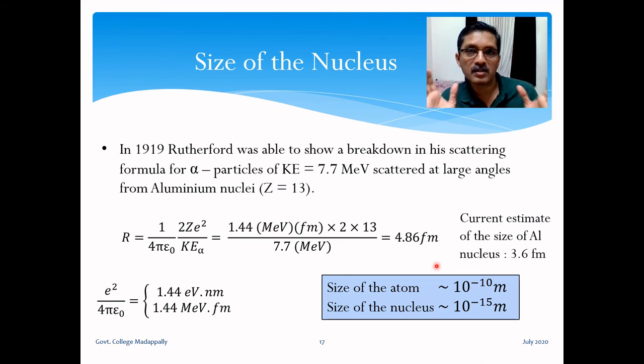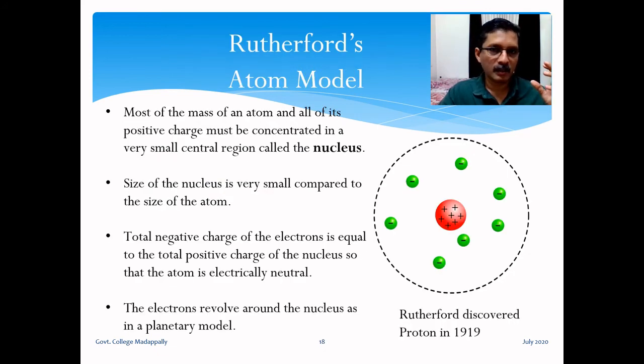Almost the entire mass of the atom, except those of electrons, and all the positive charge of the atom are concentrated at this very tiny central region. So Rutherford was successful. He was the first person successful in estimating the dimension of the nucleus also. With the information he gathered from alpha particle scattering experiment, Rutherford was able to propose his own atom model in 1911. What are the important features?